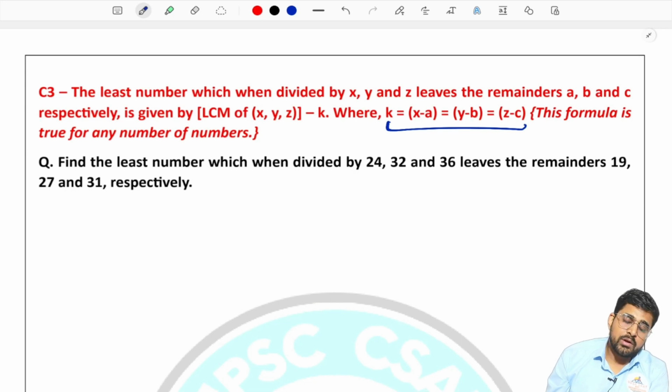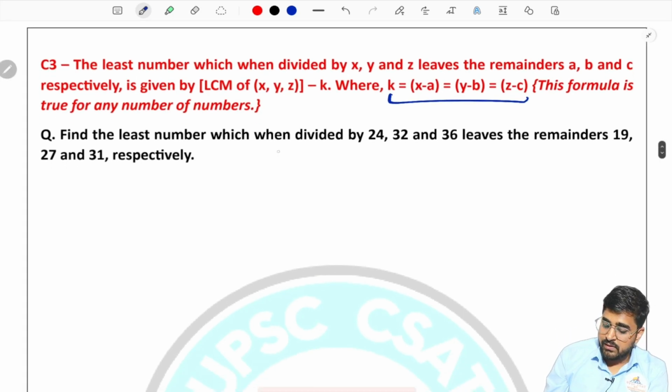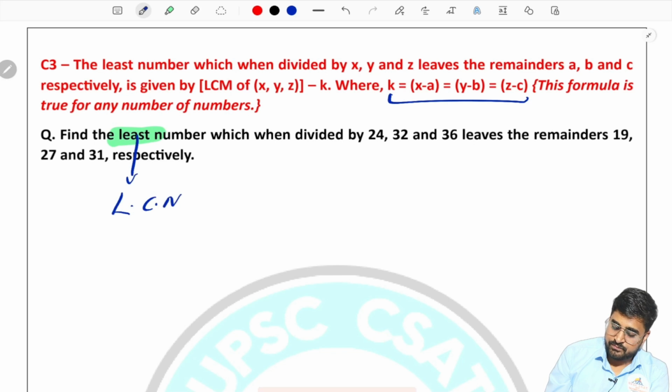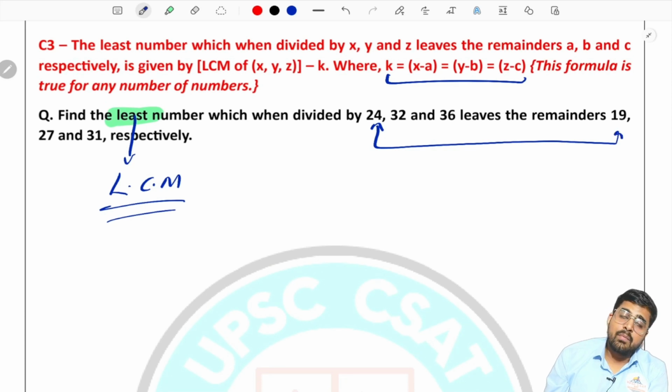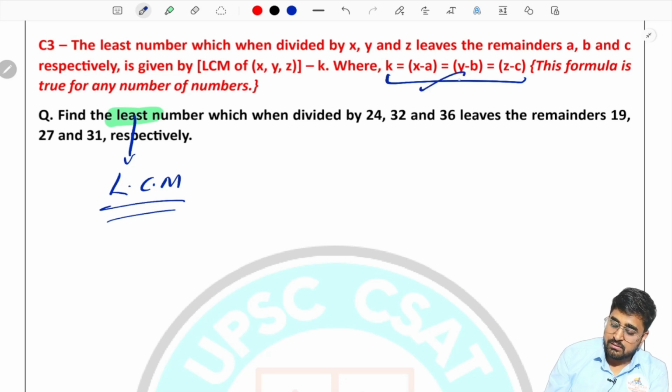Let's try to attempt the question. Find the least number which when divided by these three numbers leaves these three remainders. Now they are asking about the least, so one thing is clear, we have to calculate the LCM. I hope this is clear. Now don't make the mistake of directly subtracting them and then putting them here, here, here. No, don't make this mistake. First check whether that condition is going to be fulfilled or not.